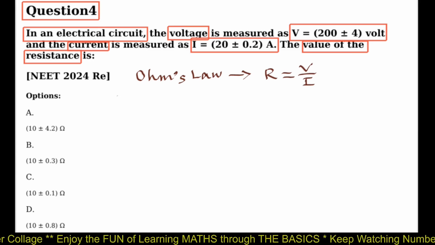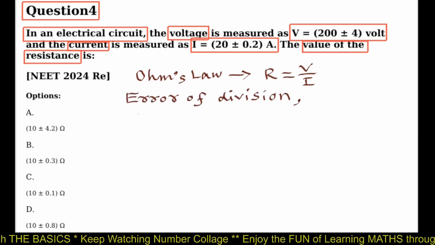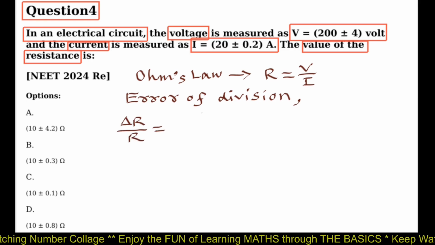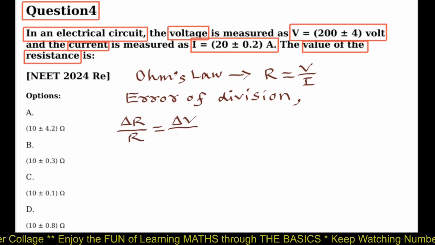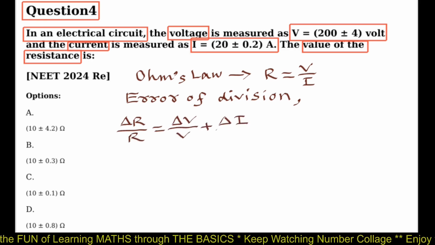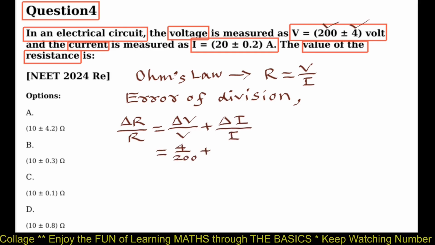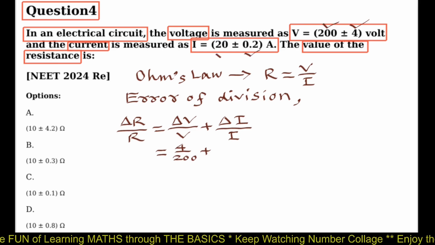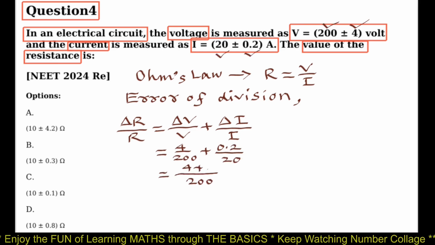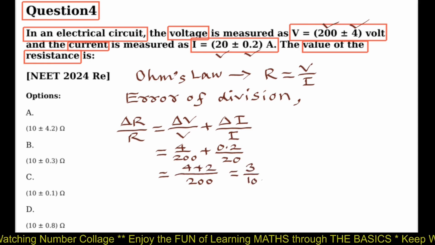Now by the rule of error of division, we write delta R upon R equals delta V upon V plus delta I upon I. Putting the values, 4 upon 200 plus 0.2 upon 20, which will be 4 plus 2 upon 200, 3 upon 100.